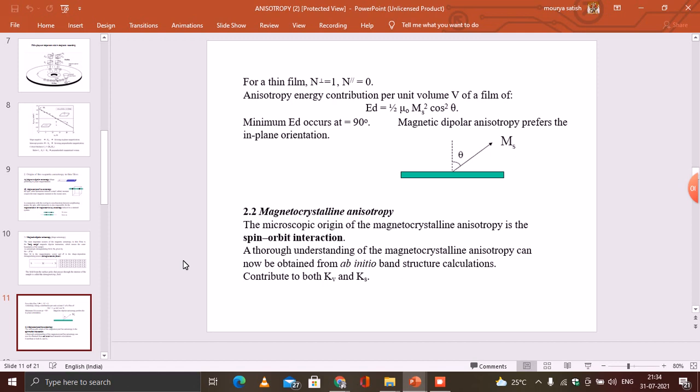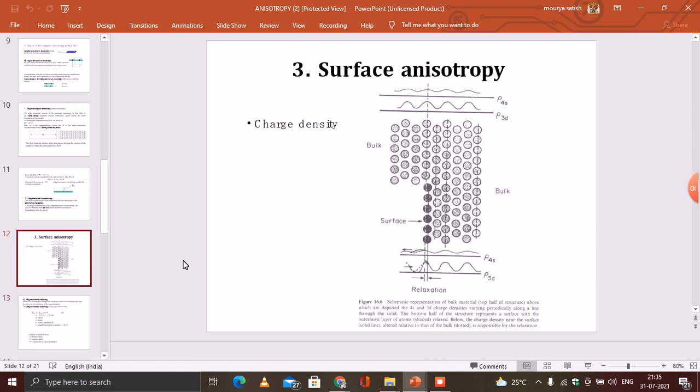Magnetic crystalline anisotropy. The microscopic origin of magnetocrystalline anisotropy is the spin-orbit interaction. A thorough understanding of magnetocrystalline anisotropy can now be obtained from ab initio band structure calculations. It contributes to both Kv and Ks. Surface anisotropy, charge density.